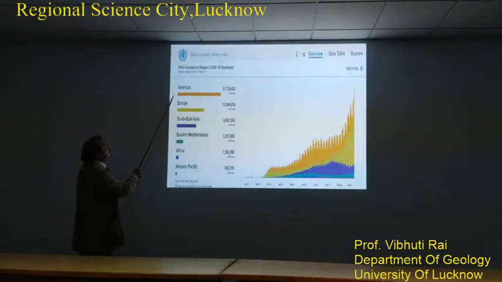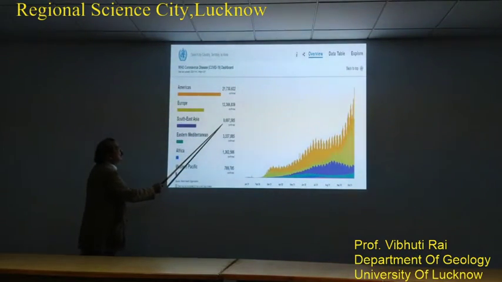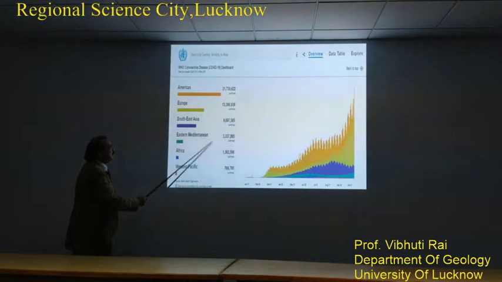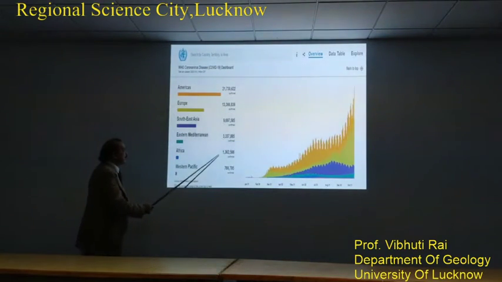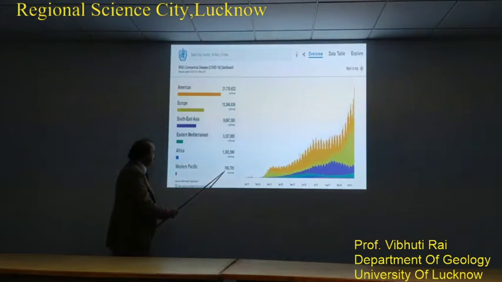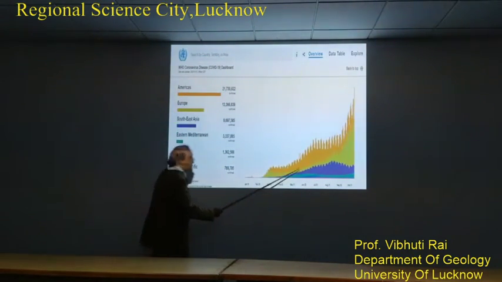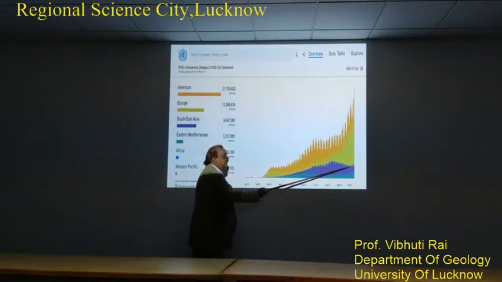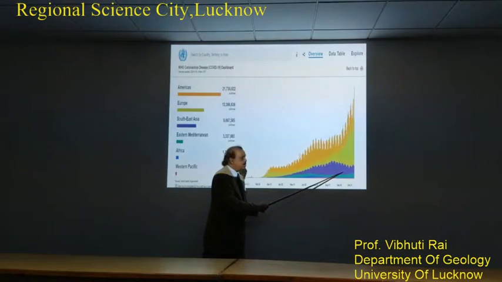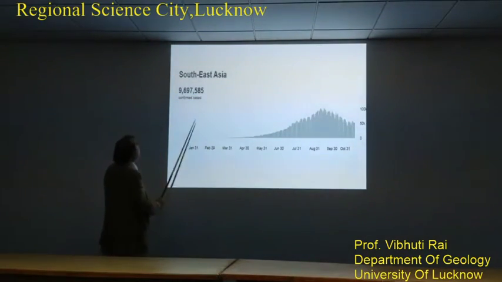Distribution wise, as you can see, in America it's almost 21 million, in Europe 13, Southeast Asia almost 9.6, Eastern Mediterranean 3.3, Africa 1.3, and Western Pacific less than a million. And here you can see we belong to Southeast Asia, the violet part. As you can see, in Southeast Asia it has not been much. Next please. We will further enlarge it.